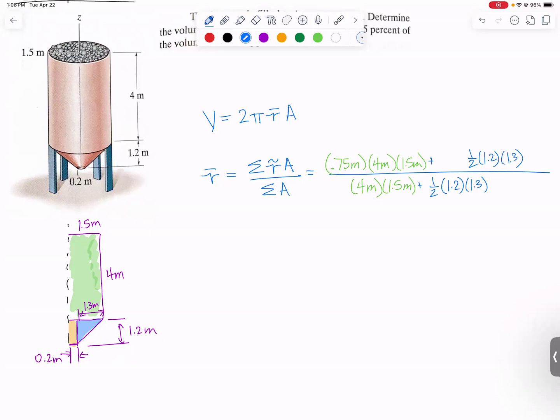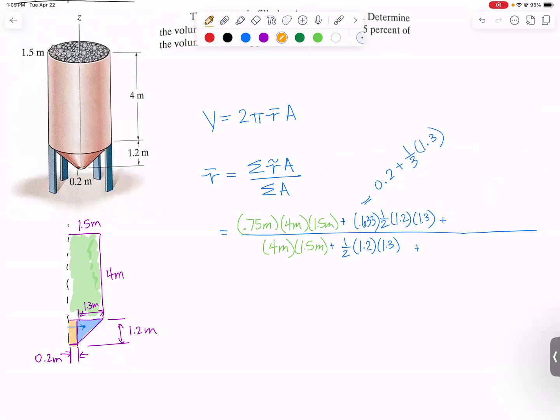But I also need to figure out where in the world its centroid is. Remember how we'd find centroids of triangles? It's 1/3 of the way away from the right angle corner. So if this is 1.3 wide, its centroid would be 1/3 of that over plus this little distance. So what I need in here is going to come out to be 0.633 because I calculated it already, but where that comes from is 0.2 plus 1/3 of 1.3. It's the distance from the centroid of this triangle all the way back over to the axis of rotation.